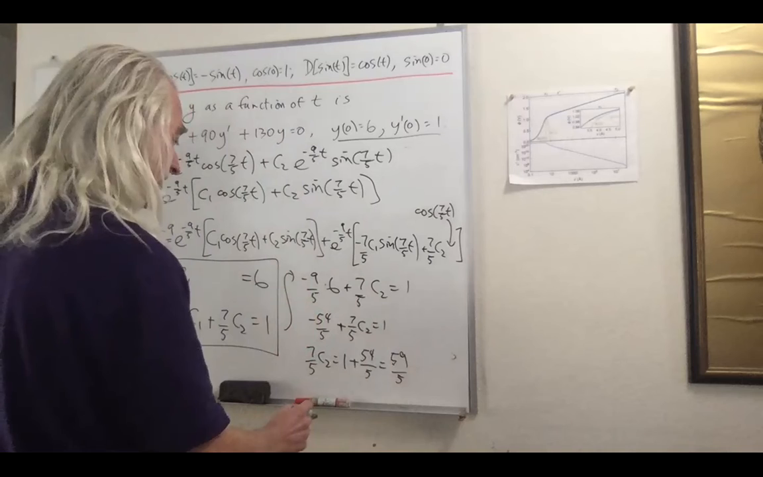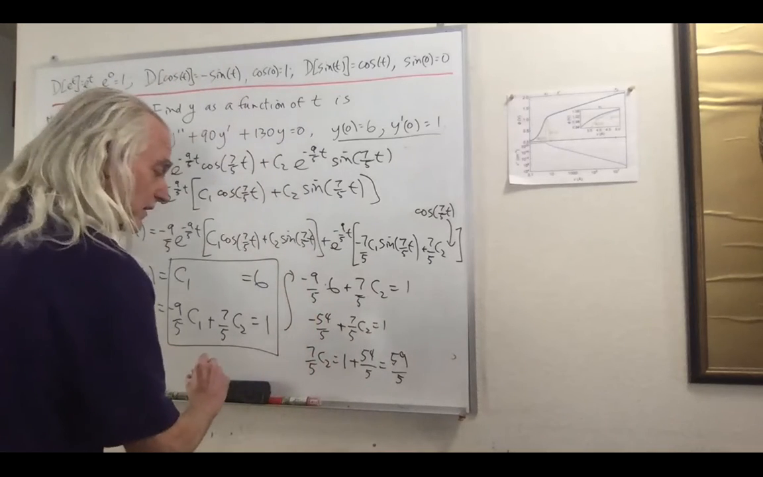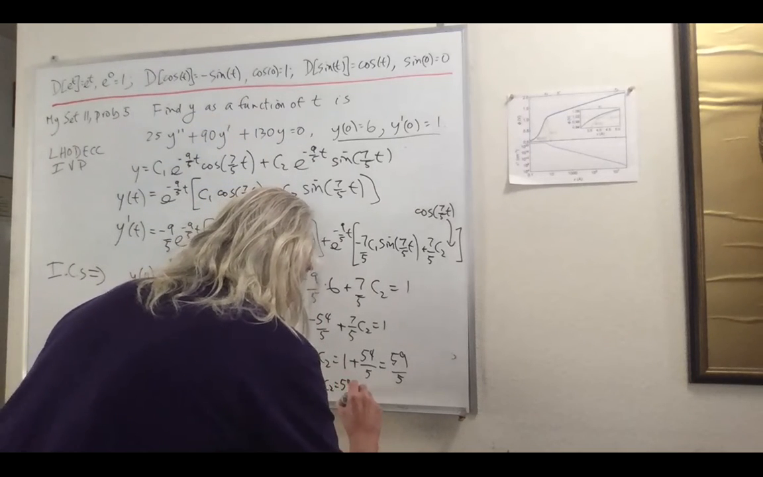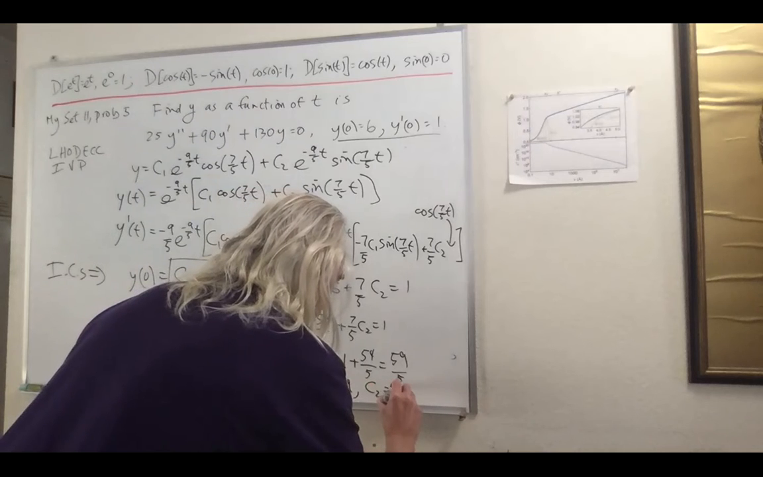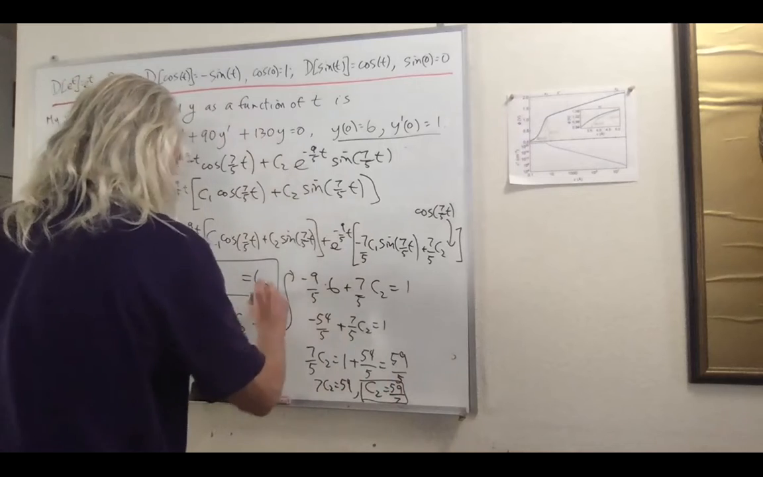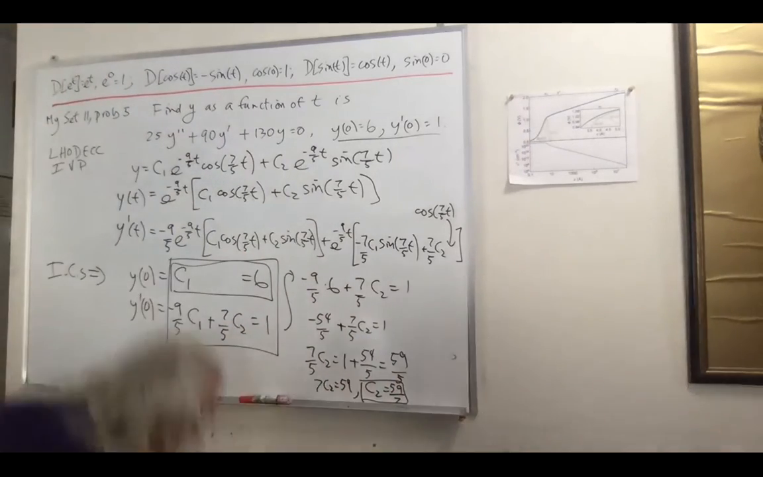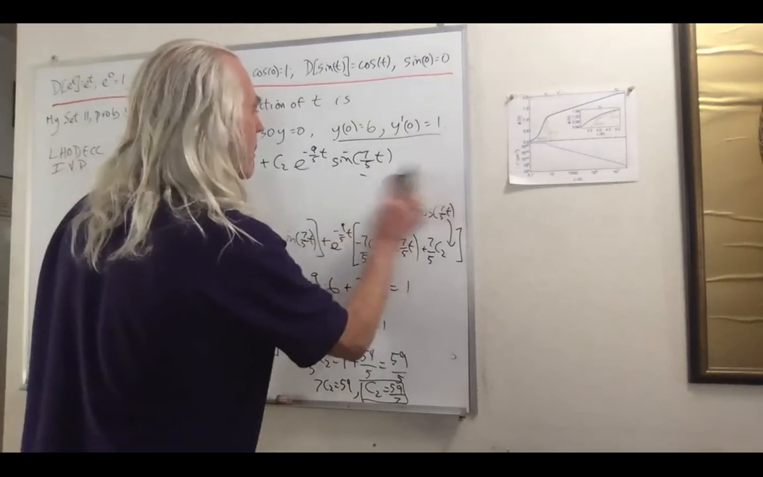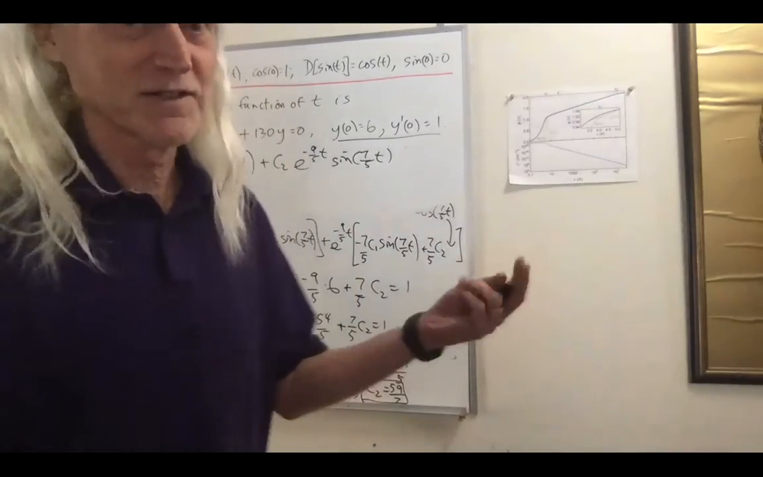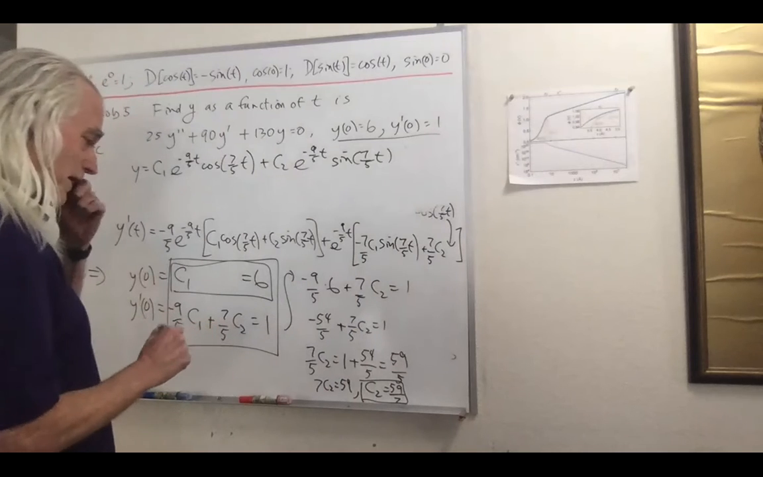So just multiply everything by 5, and I get 7 C2 is 59, or C2 is 59/7. So I get C1 is 6, C2 is 59/7. All right, we're almost done here. This is going quick for me, but I have to tell you, it took me 20 minutes to find my errors in doing this, and it'll take you at least that long, I suspect.